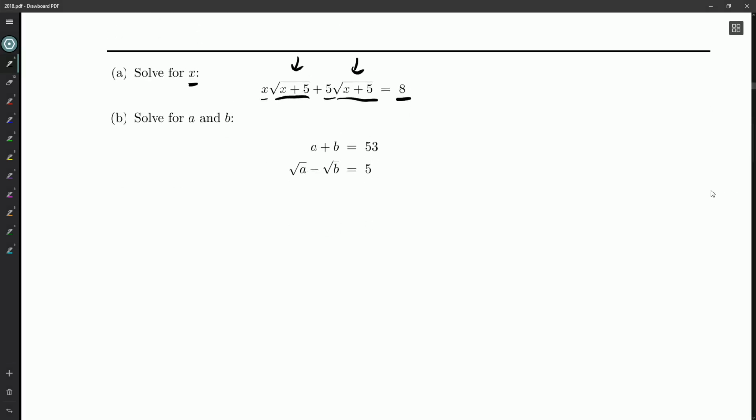Okay, now B part. Solve for A and B. Okay, so two equations, two unknowns. In principle, I should be able to solve this. And as I'm looking at it, I see A and B. I'm also seeing square roots. Now, because I just did question 2, I might be thinking about squares and square roots.